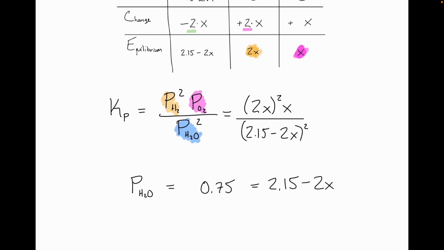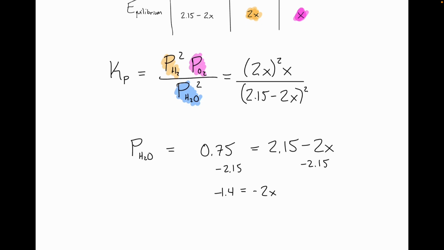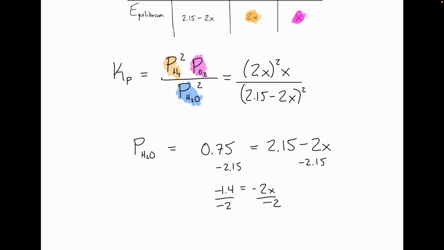All right, so if we rearrange and solve for x, we're going to subtract 2.15 from each side. That would get me negative 1, what is it? Negative 1.4 equals negative 2x. Divide both sides by negative 2. Right, so if I do my algebra and solve, I find that x is equal to 0.7.